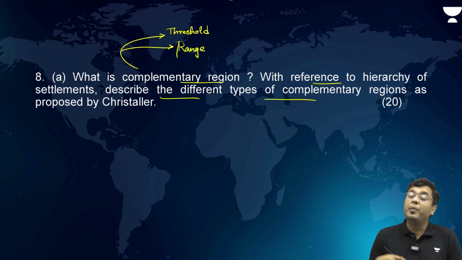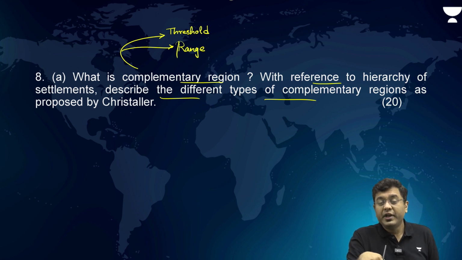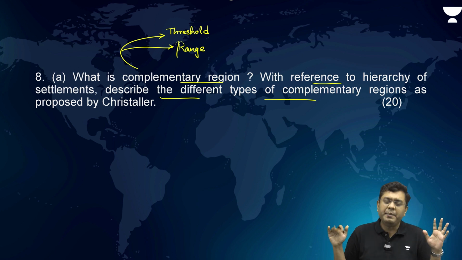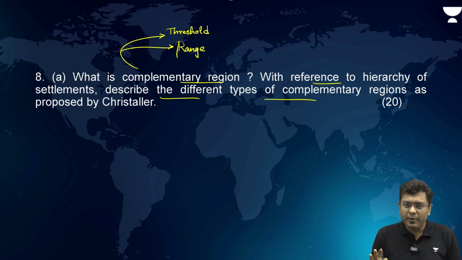Threshold is the population required to support a particular business or service. Range is how far people are ready to travel from one region to another in order to reach it. That is basically the range. That describes the complementary region. If a region is very far away, people won't travel to that region at all, right?